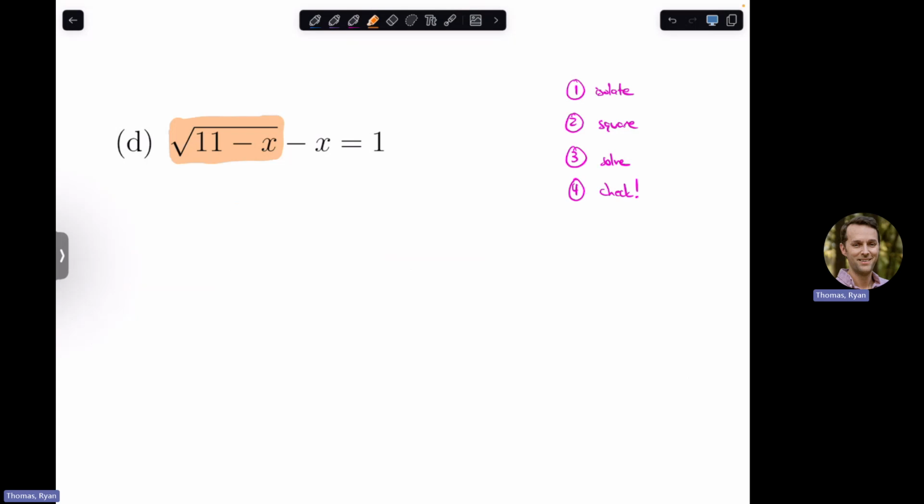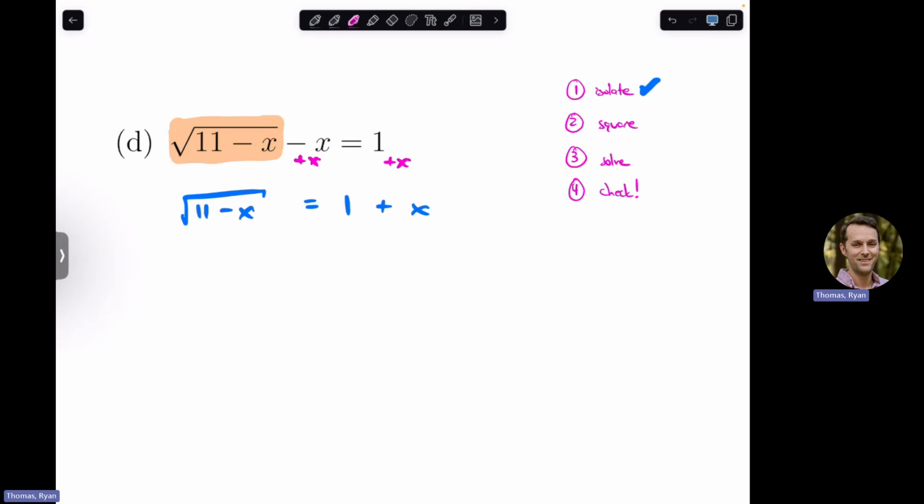Okay, so I see a square root. To get rid of the square root, I'm going to need to square. To really get rid of the square root, I'm going to need to square just the square root, right? So what do we do first? Get that extra x, yep, move that x to the other side. Check. Okay, then what?